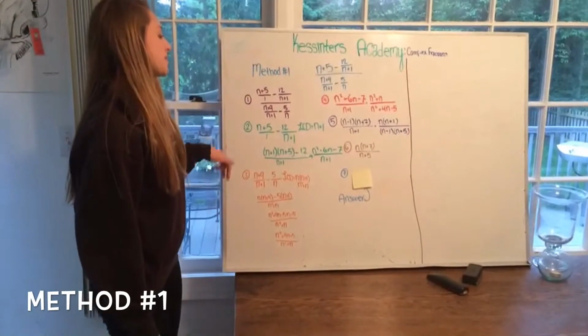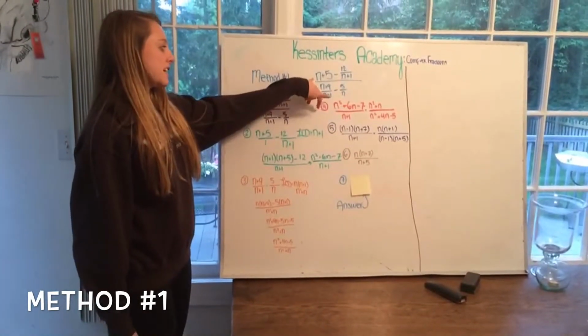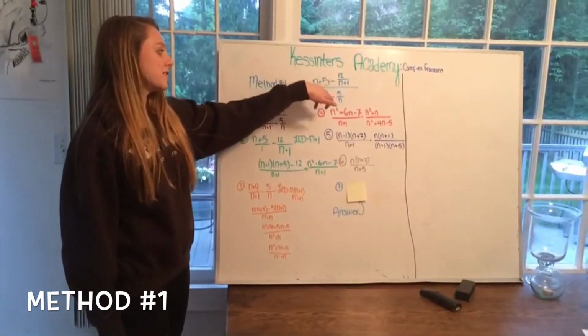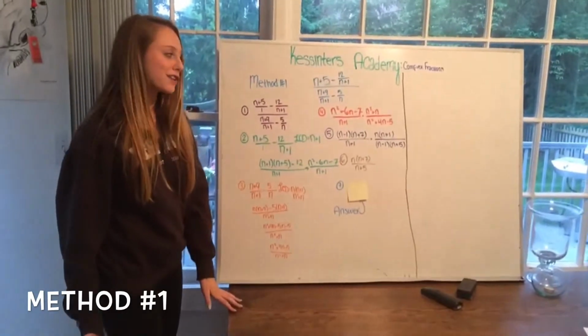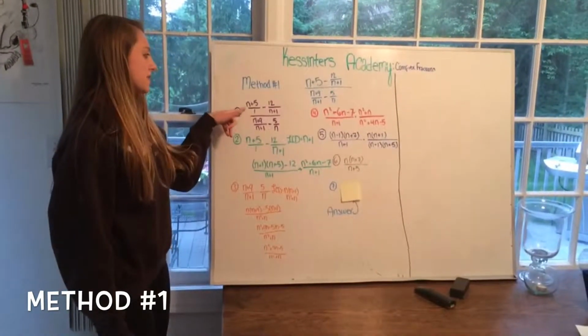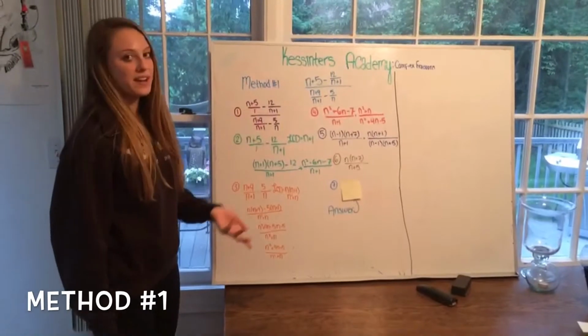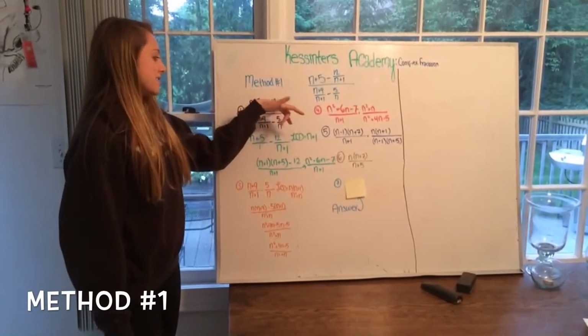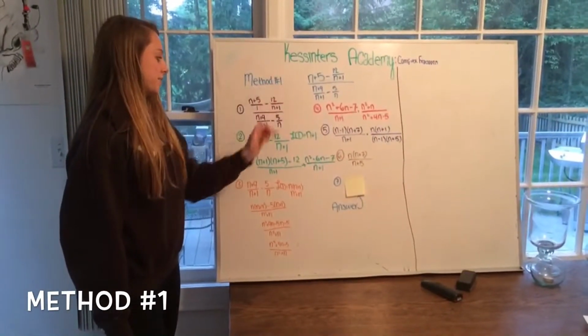So the first step is to recognize that this part of the numerator is the only part that's not in a fraction. So what you're going to do is take n plus 5 and put it over 1 so that it matches the other fraction in the numerator.